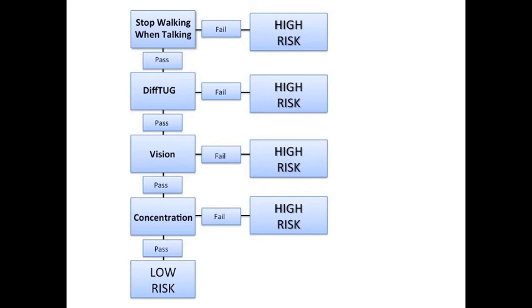Now let's put it all together and figure out who is at risk for falling. In this video, you have learned that there are 4 tests that can be used to help figure out if your resident or loved one is at risk for falling. If they fail any of them, they are at a higher risk for falling.